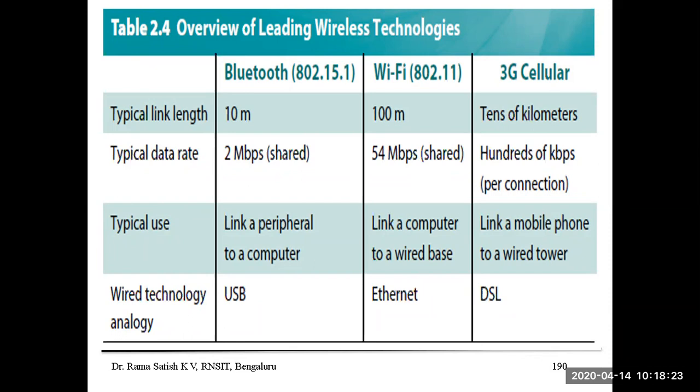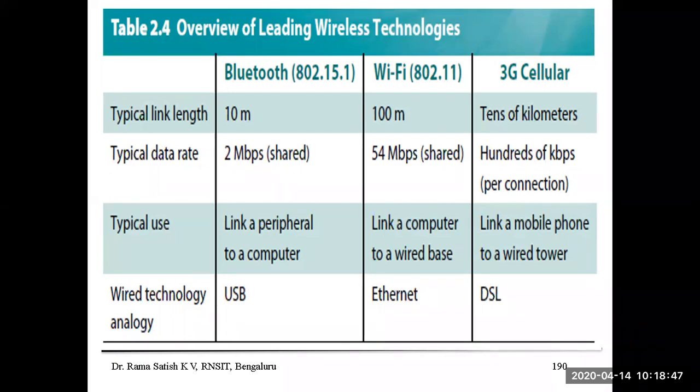Now, the second technology is 802.11. 802.11 is actually Wi-Fi. Wi-Fi can go up to 100 meters in length, and it can transmit up to 52 Mbps in a shared medium. And normally it links a computer with a wired base.